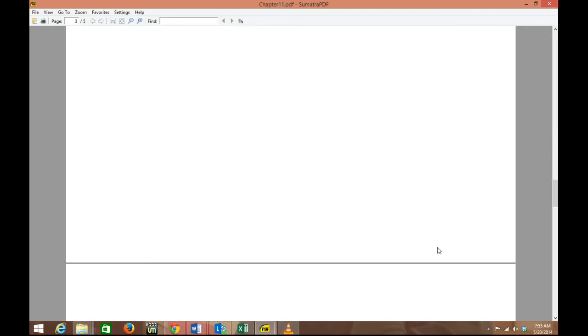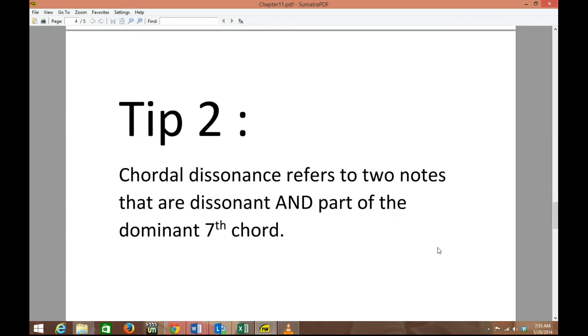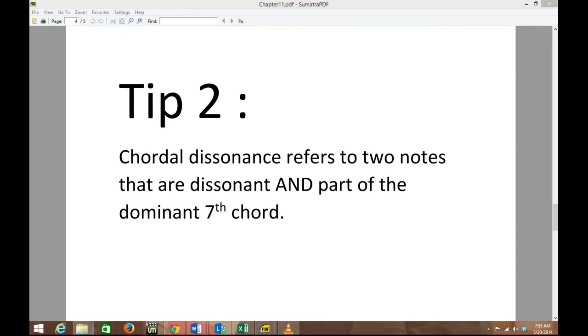Tip 2. Chordal dissonance refers to 2 notes that are dissonant and part of the dominant 7th chord. We learned that 7th chords involve 4 pitches. For example, the dominant 7 in the key of F major is C, E, G, and B flat. In this chapter, however, we are only dealing with 2 pitches at a time.